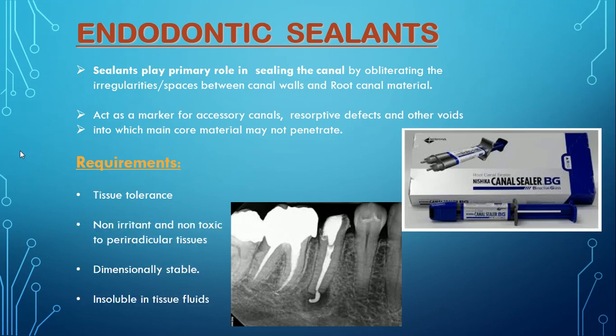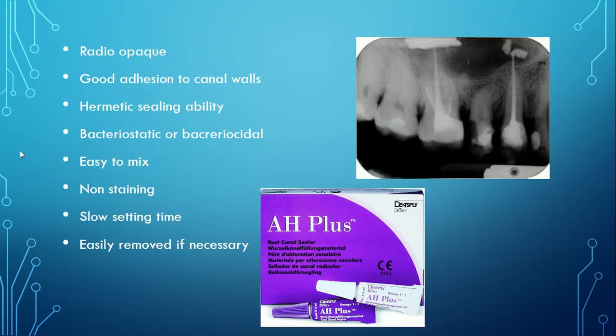Tissue tolerance, non-irritant and non-toxic to periradicular tissues, dimensionally stable, insoluble in tissue fluids, radiopaque, so we can see the sealers in the radiograph. In the picture you can see white radiopacity in the periapical region, which is sealer extruded from the apex into the periradicular tissue area. It can resolve over a period of time.